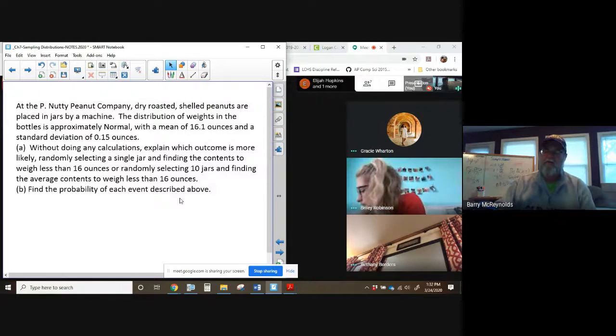So when I calculate that z-score again, the value I'm interested in is 16 ounces. So 16 minus 16.1, and I'm going to divide that by 0.047. That gives me a z-score of negative 2.11. We'll call it 2.11, and the bell should be going off.